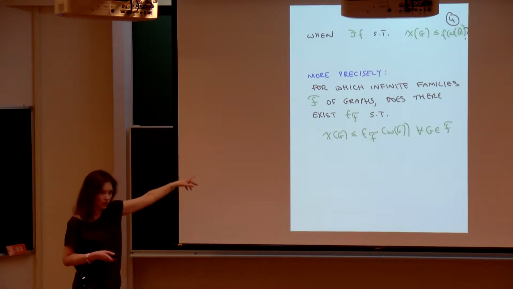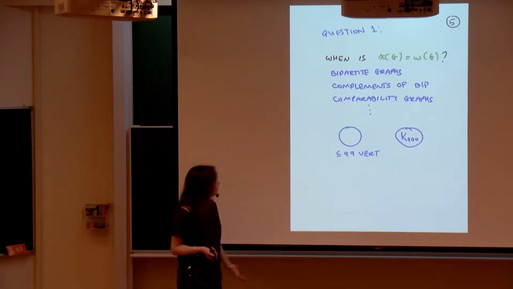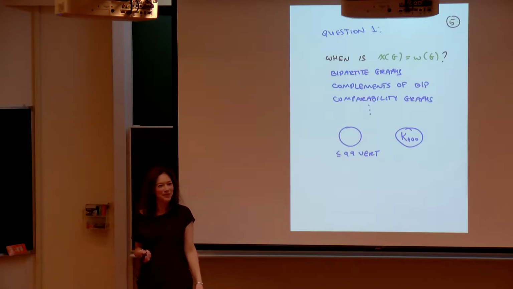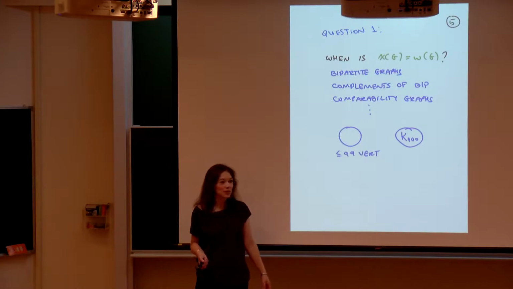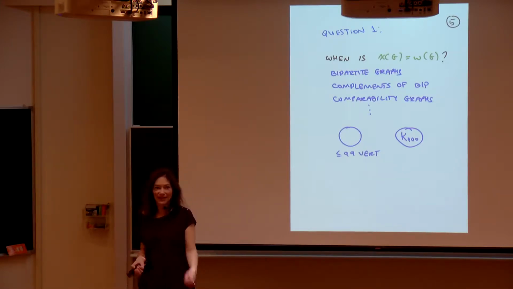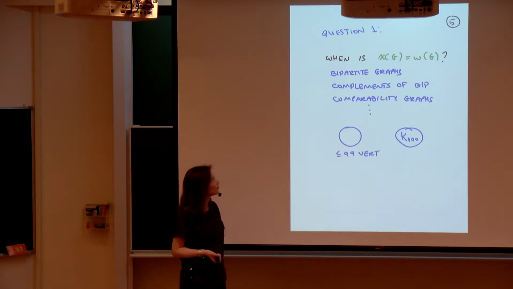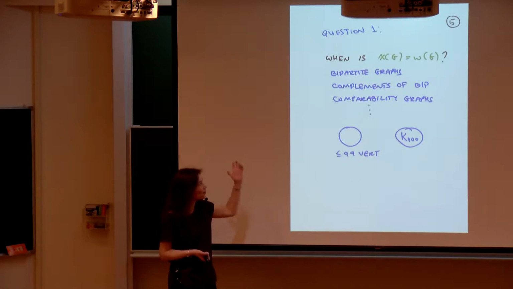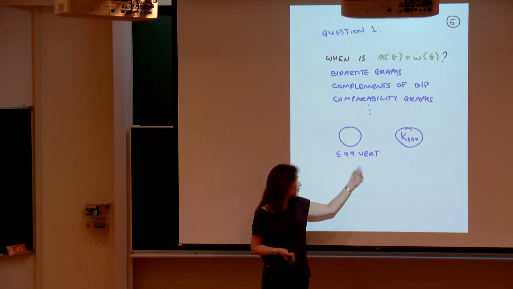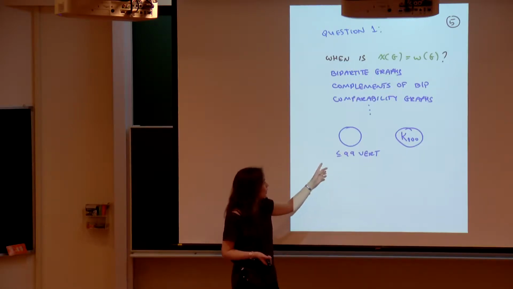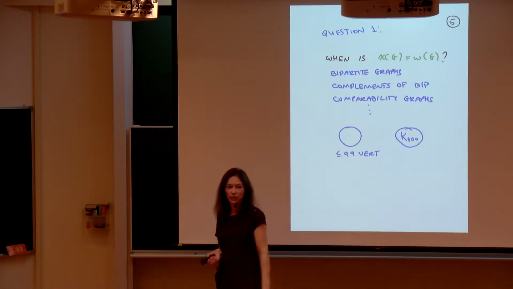For which families can you find such an f? And now this is going to be a review of what I did yesterday. So question 1, when is there equality, right? When does the identity function work? There are nice situations when it works: bipartite graphs, complements of bipartite graphs, comparability graphs. But then, as we said yesterday, there's this graph that doesn't work as nicely, and that's when you take some graph on 99 vertices and take disjoint union with a clique of size 100.